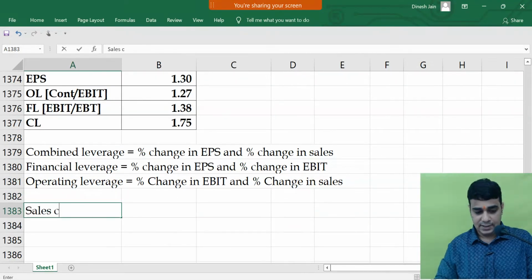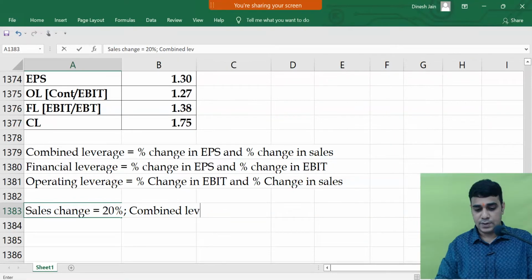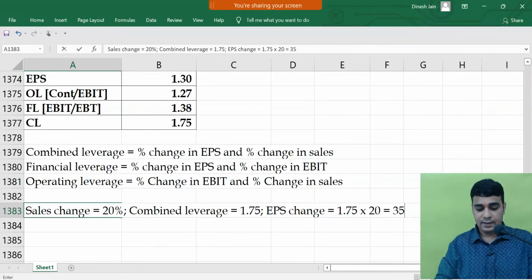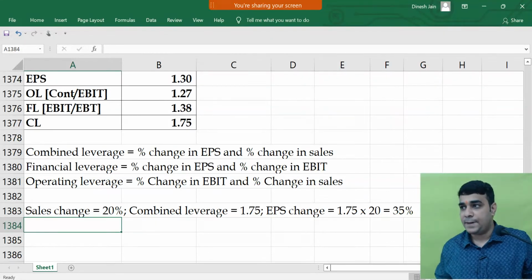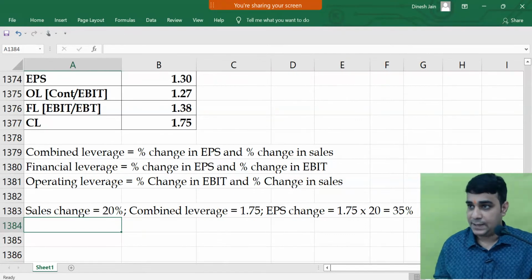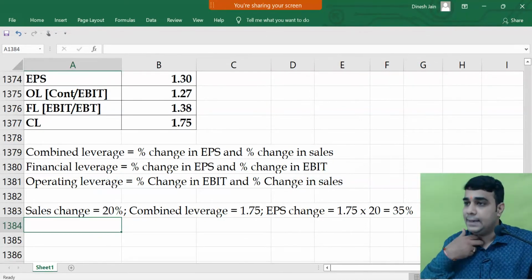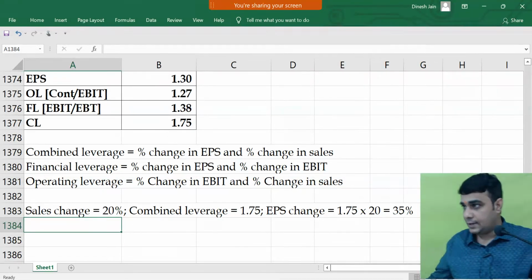Sales change is equal to 20%. Combined leverage is equal to 1.75. EPS change is equal to 1.75 into 20, which is 35%. EPS change is going to be 35%. If the question had asked for new EBIT, not the EPS, then I would have used the operating leverage. So different leverages link different items.